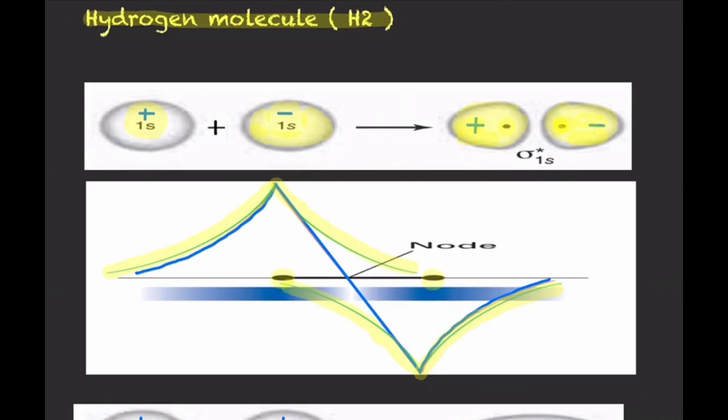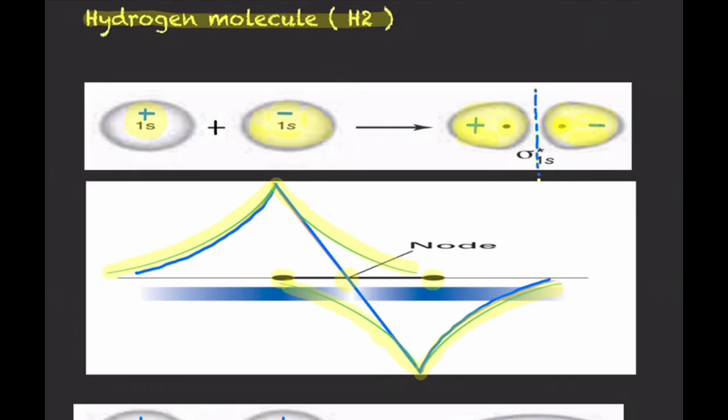Now when these hydrogen atoms come nearby, if they are in opposite phase, these waves are going to cancel out each other, and particularly at this position we can see that there is a node. So if we see in this diagram, we can check that this point is a node.